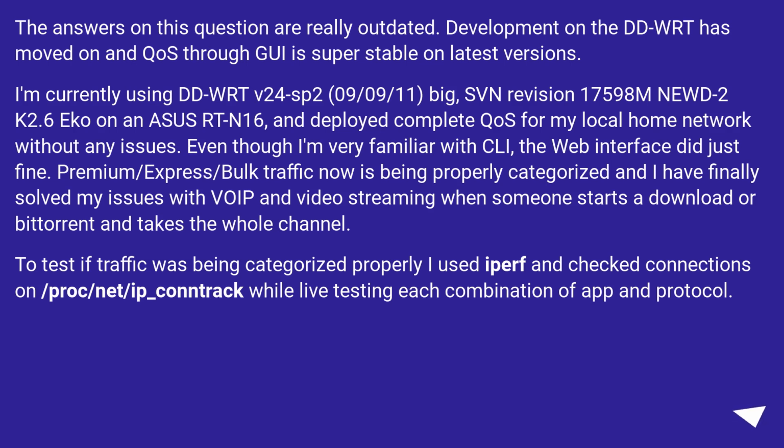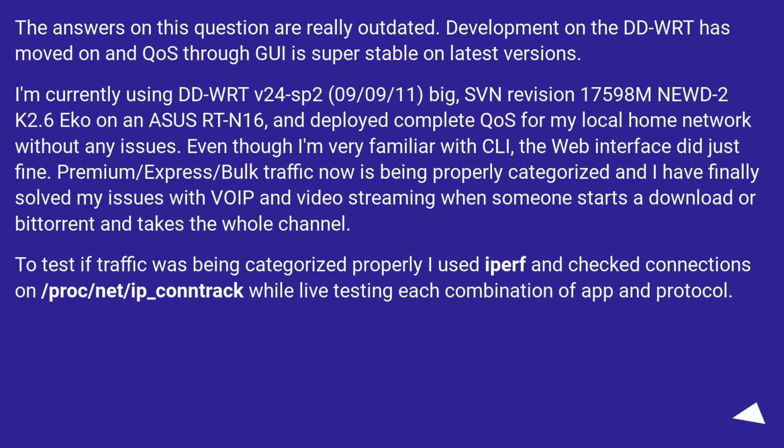The answers on this question are really outdated. Development on DD-WRT has moved on and QoS through the GUI is super stable on the latest versions. I'm currently using DD-WRT v24 SP2, September 9, 2011, DIG, SVN revision 17598, on an Asus RT-N16, and deployed complete QoS for my local home network without any issues. Even though I'm very familiar with the CLI, the web interface did just fine.